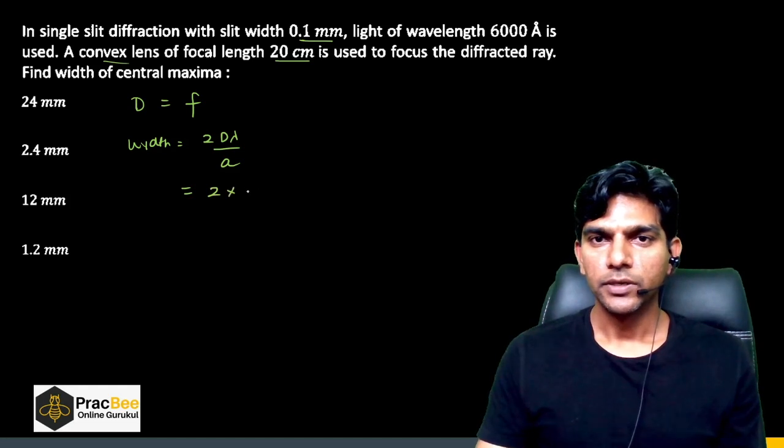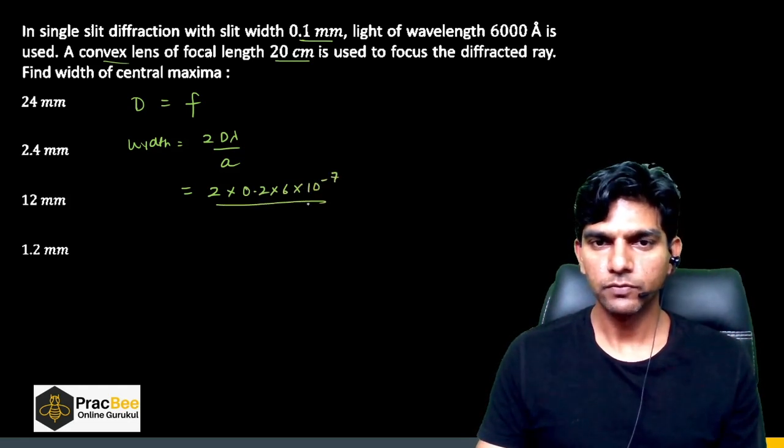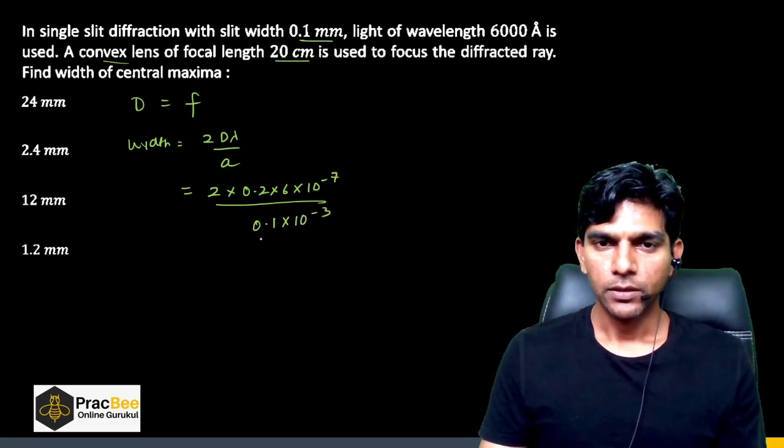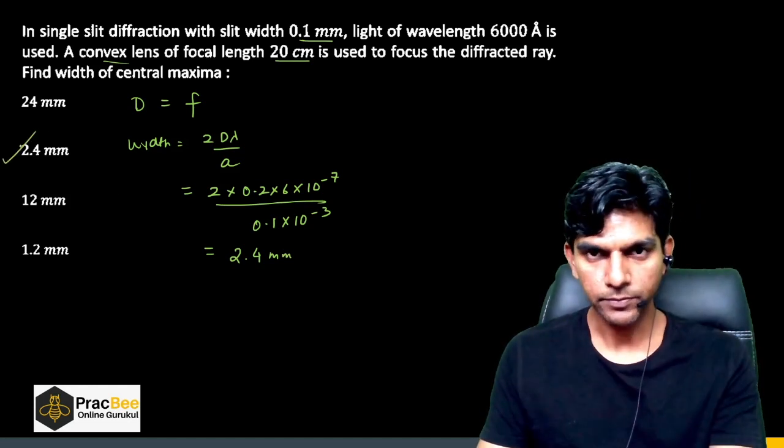So 2, D is given as the focal length, which is 0.2, lambda is 6000 angstrom, so 6 into 10 raised to the power minus 7, divided by a, that is 0.1 into 10 raised to the power minus 3. Now from here it comes out to be 2.4 millimeter. So option B is the right answer.